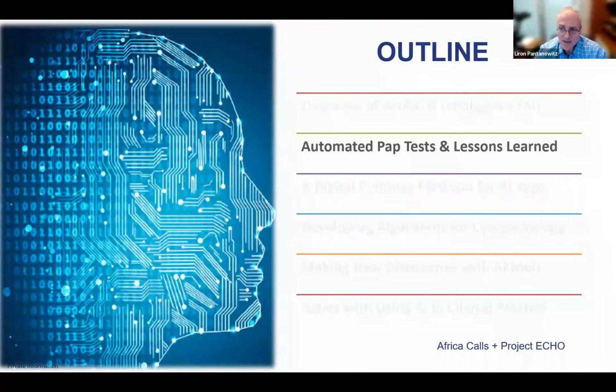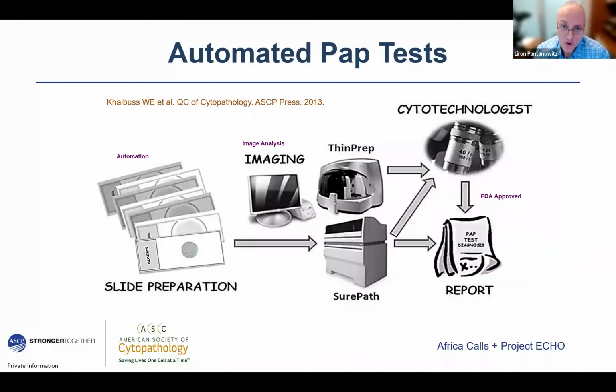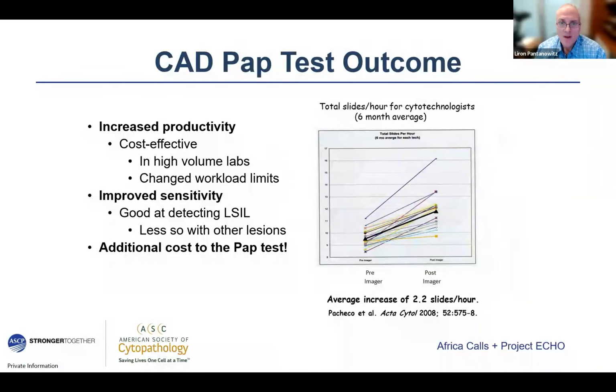Now let's look at the pap test and what we could learn from our experience in automating that. As many of you know, some, but not all, labs around the world have used automation of their pap tests. That means the slides get prepared in a particular way. Those slides can then be imaged on devices, such as ThinPrep or SurePath methods, and screened by a technologist, or if they're negative, reported directly out. In some countries, such as the US, those have been FDA approved for this exact reason, to help screen pap tests. Now, CAD stands for computer-aided diagnosis.